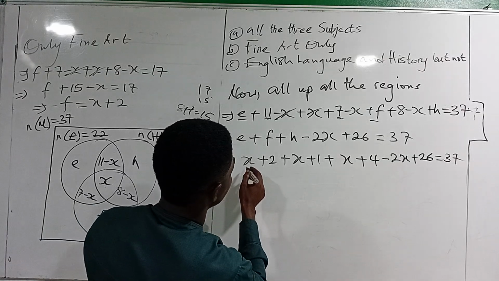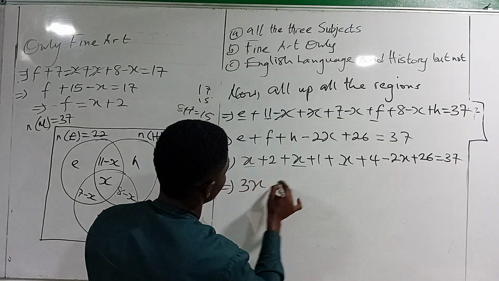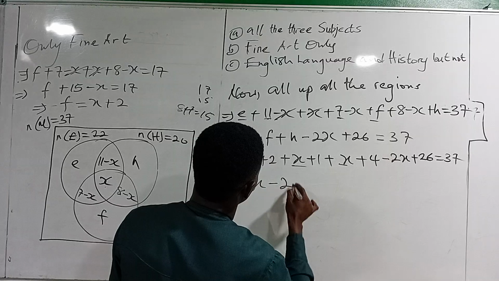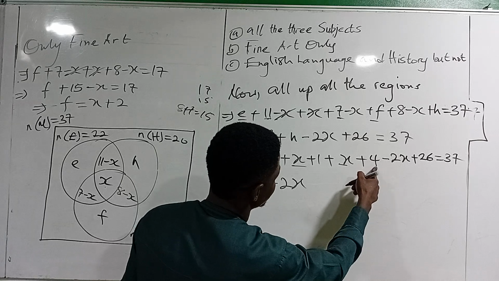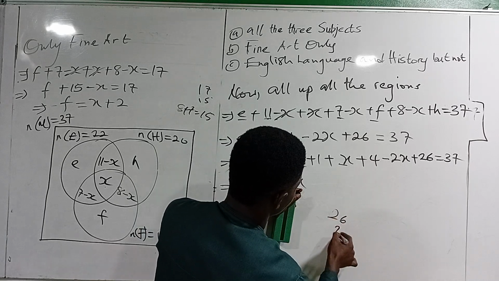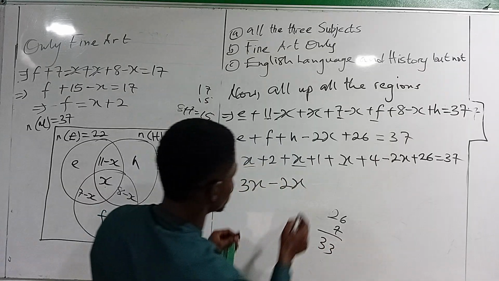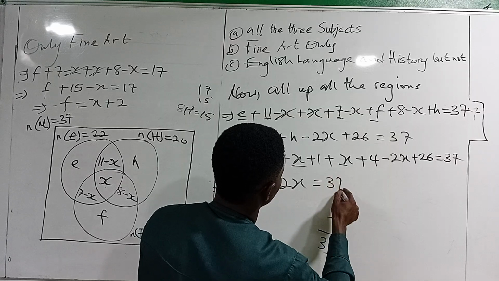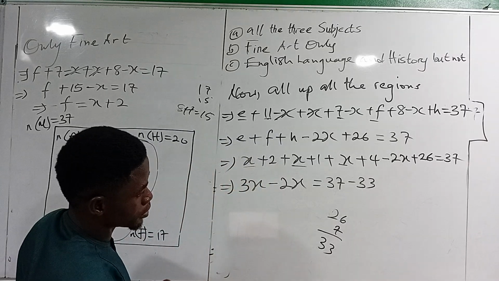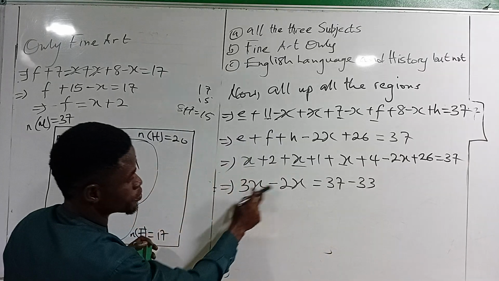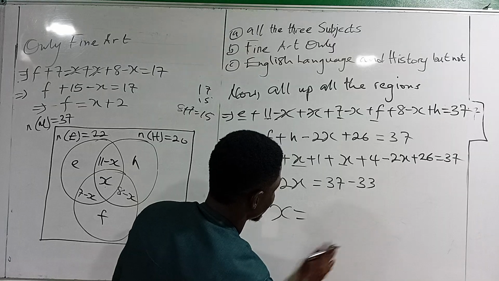So let's add all this. This plus this plus this is going to give you 3x. Then with this one minus 2x. Now 2 plus 1, that is 3. Plus this, that is 7. We have 26 plus 7, that gives you 33. Is that it? Yes. So 3x minus 2x gives you x. Our x will be 37 minus 33, that will give you 4.